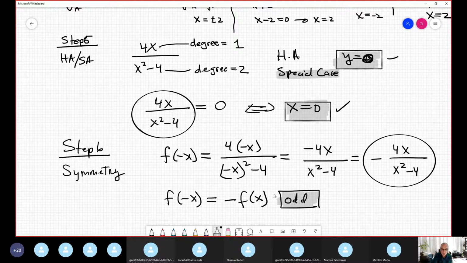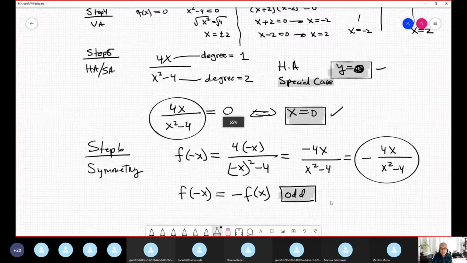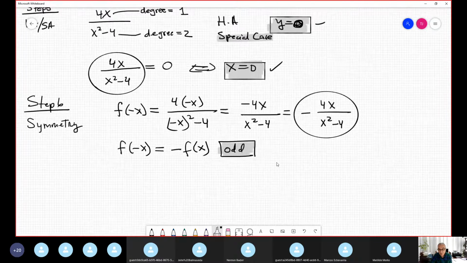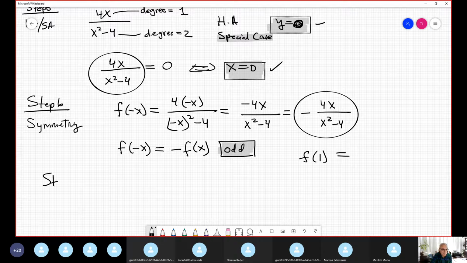So when you find in the next step, you find the point. Suppose que yo evalué arbitrary point. Suppose que yo evalué f en 1. And the answer is, well, let's do it. And the step number 7 is additional point.